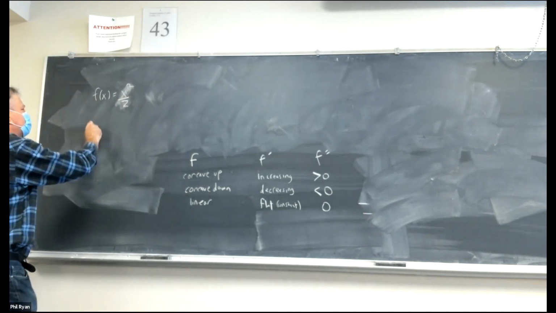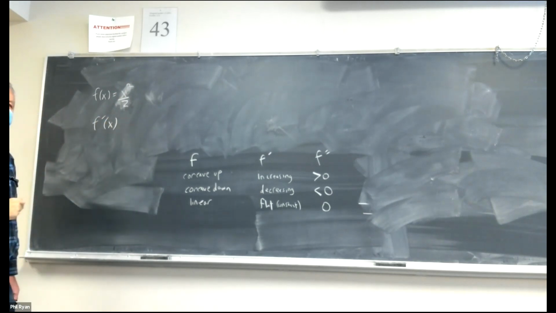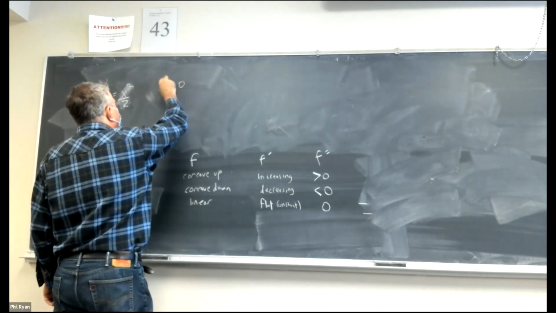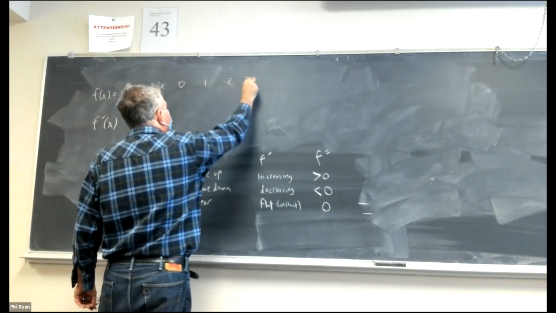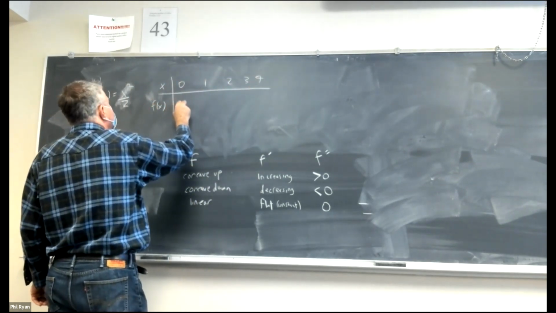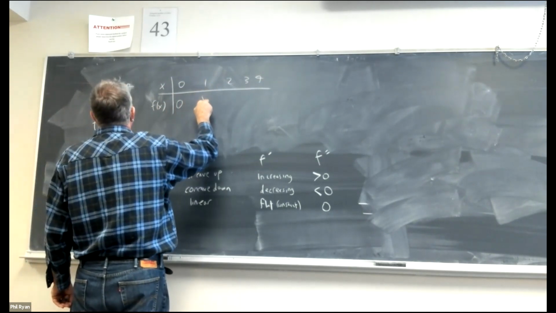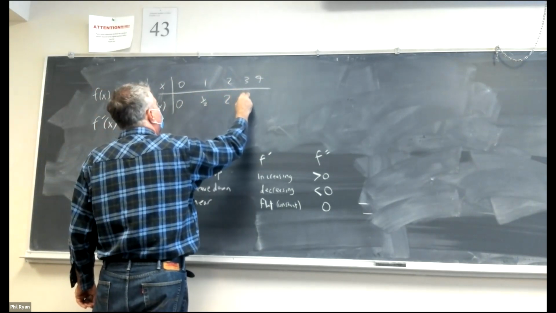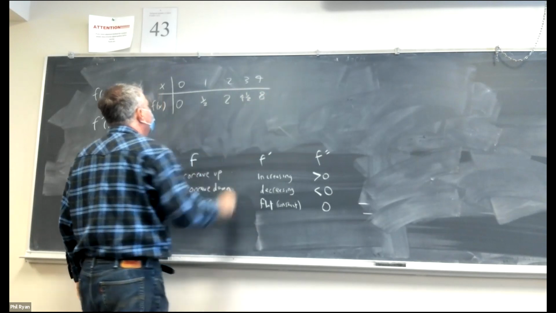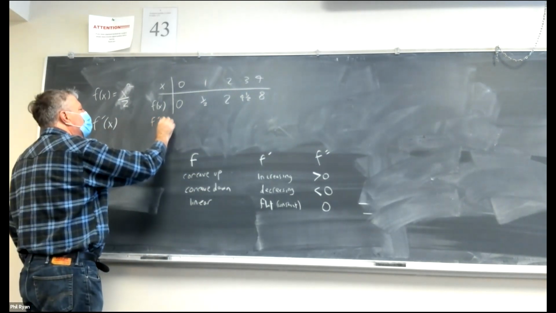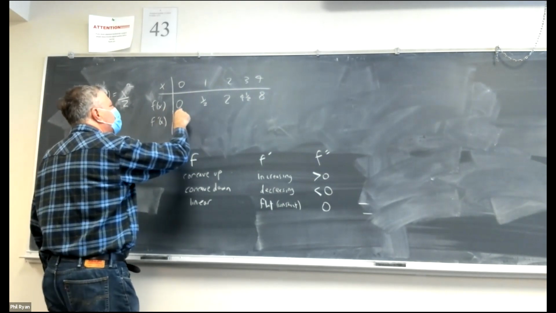Okay, so let's try and guess a formula for f prime of x. We could start off with x being 0, 1, 2, 3, 4. f of x is 0, 1/2, 2, 4.5, 8. And if we look at f prime of x, we can see that we get what?